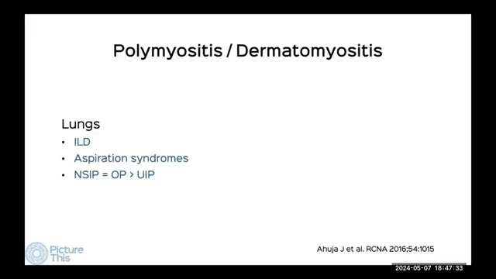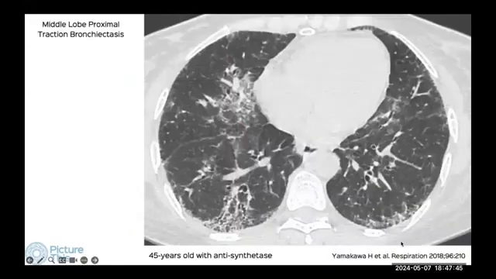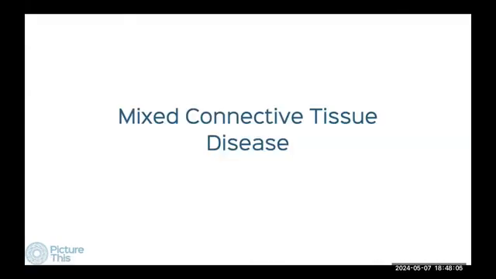PMDM and the antisynthetase syndromes present with different forms of ILD. NSIP is the commonest. They also have aspiration syndromes. And these are two different patients, both of whom show typical NSIP patterns. Here you have a patient with antisynthetase syndrome who shows this proximal traction bronchiectasis in the middle lobe, which is not just common for antisynthetase, but occurs again with connective tissue diseases. And here we see traction bronchiectasis without honeycombing, telling us that this is a fibrotic NSIP pattern.